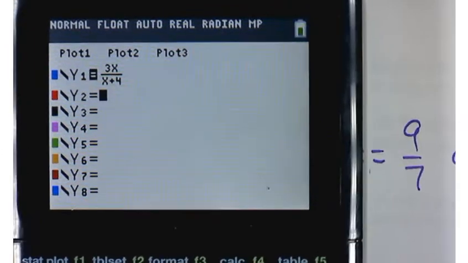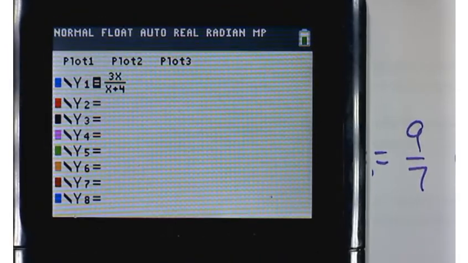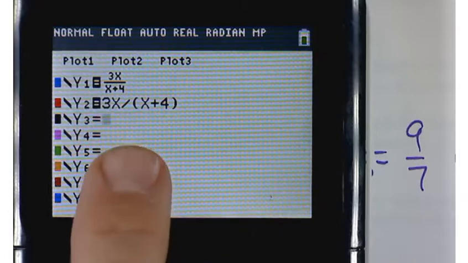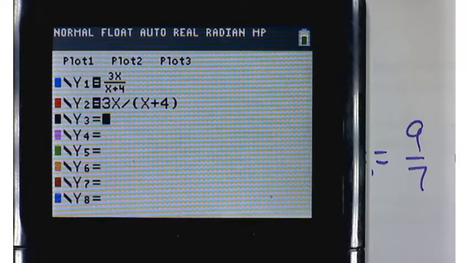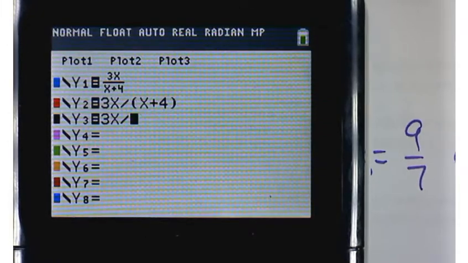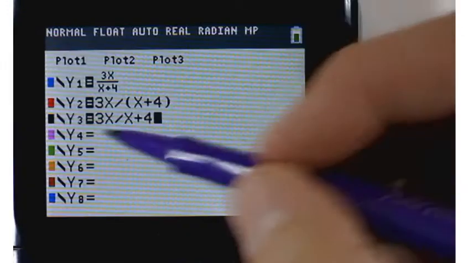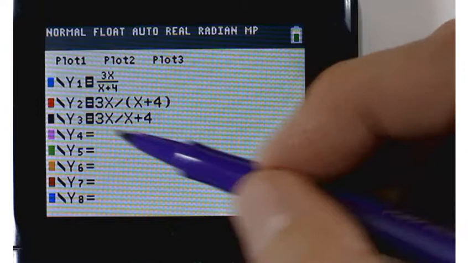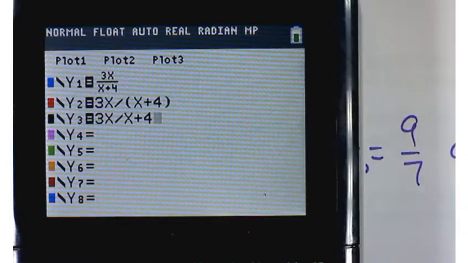Now, if you don't have a calculator like this and you can't do that, then your alternative is to type in 3x divided by parentheses x plus 4. And I guess the reason I like to show this trick here with the fraction is because sometimes people will type in 3x divided by x plus 4 without parentheses. And that's no good, right? Because what's it going to do? It's going to give me 3, which is really 3x divided by x plus 4. It's just going to be 7 forever. So that's not really good.